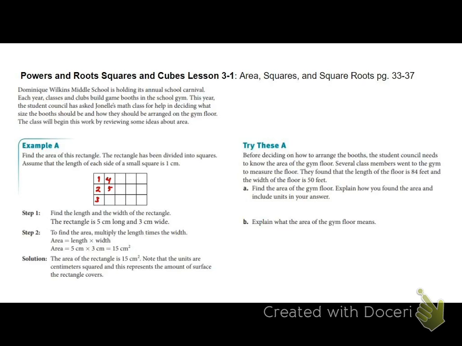So 5 times 3 gives you 15 squared, okay? Or 15 centimeters squared, okay? Good so far? Yes? Okay?